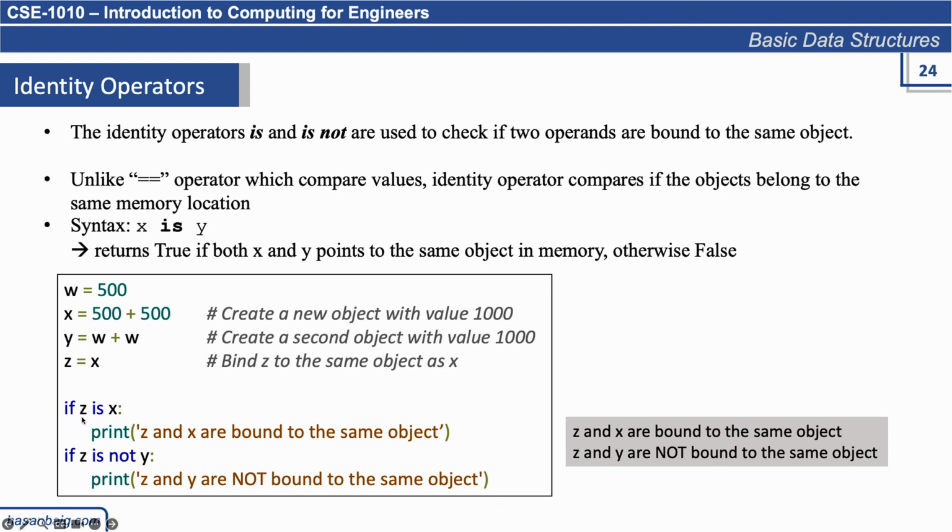So if you check if z is x, which means you are checking whether they are identical or not, then if this condition is satisfied, because we have already studied branch structures, print this statement. If z is not y, then print this statement, and this is what you see on the screen. Because z and x are bound to the same object, we have just bound them together, it satisfied this condition and printed this statement. Z is not bound to y, because we are not binding z to y, so this condition also is satisfied and this statement is printed.